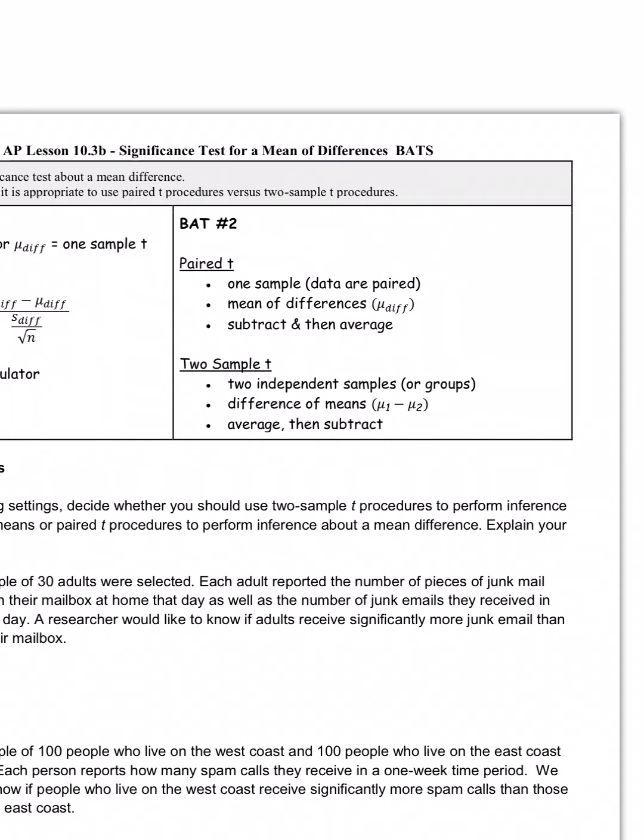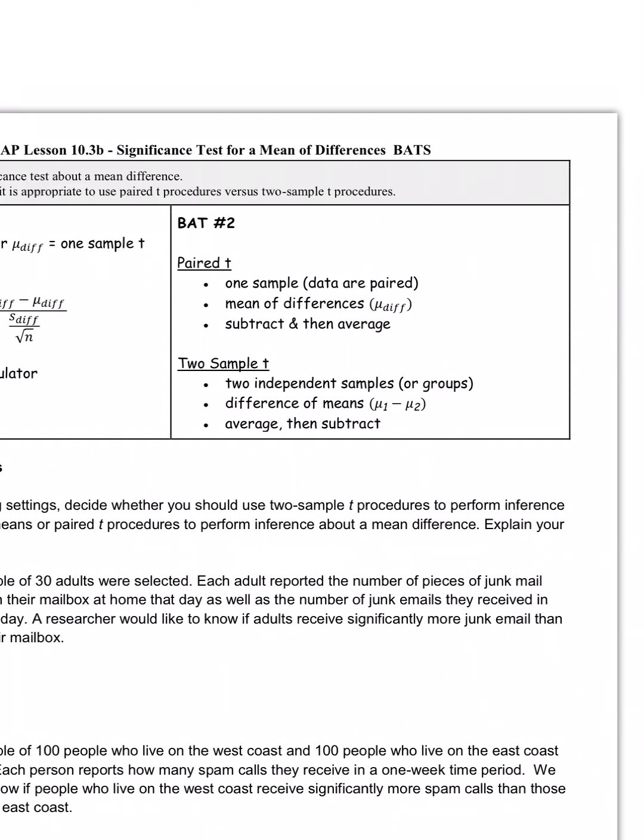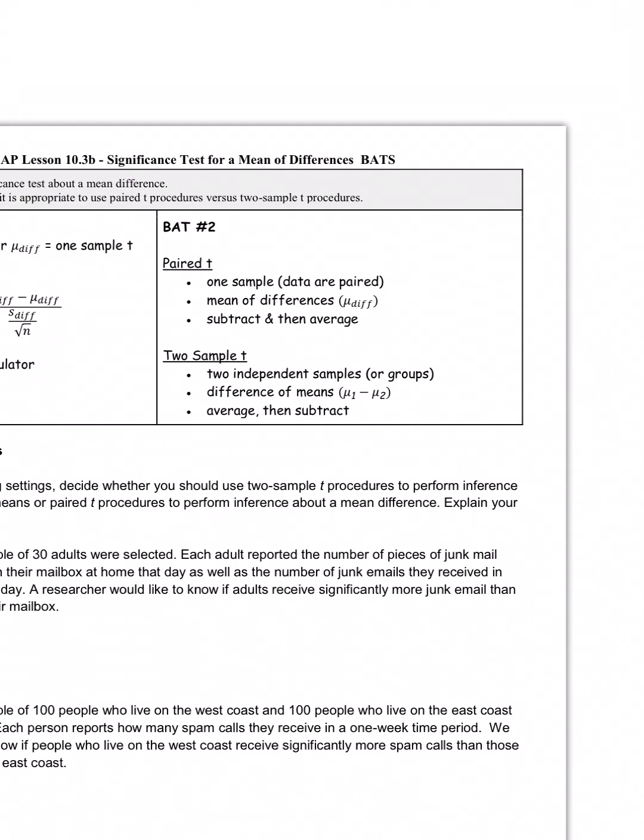So paired T is one sample. One thing that sometimes helps is if you think of it as two sets of data from one unit, one experimental unit. It could be a person, it could be a plot of land, it could be a container, but two sets of data are taken from the one unit, right? And then two sample T are two independent samples, completely separate samples.